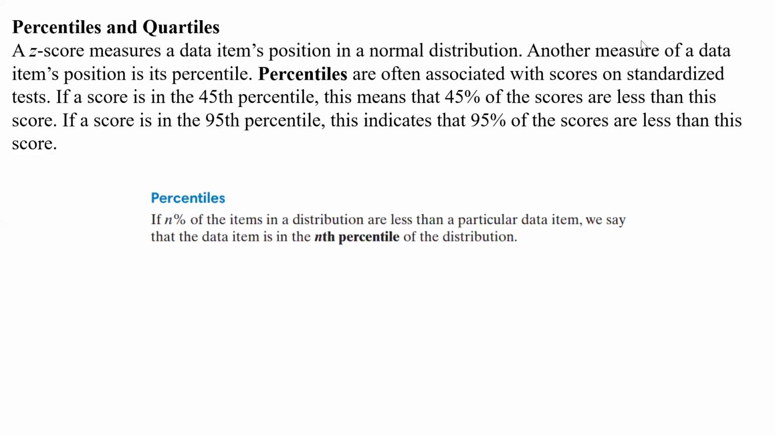All right, so here we're going to start dealing with percentiles and quartiles. A z-score measures a data item's position in a normal distribution. Another measure of a data item's position is its percentile. Percentiles are often associated with scores on standardized tests.